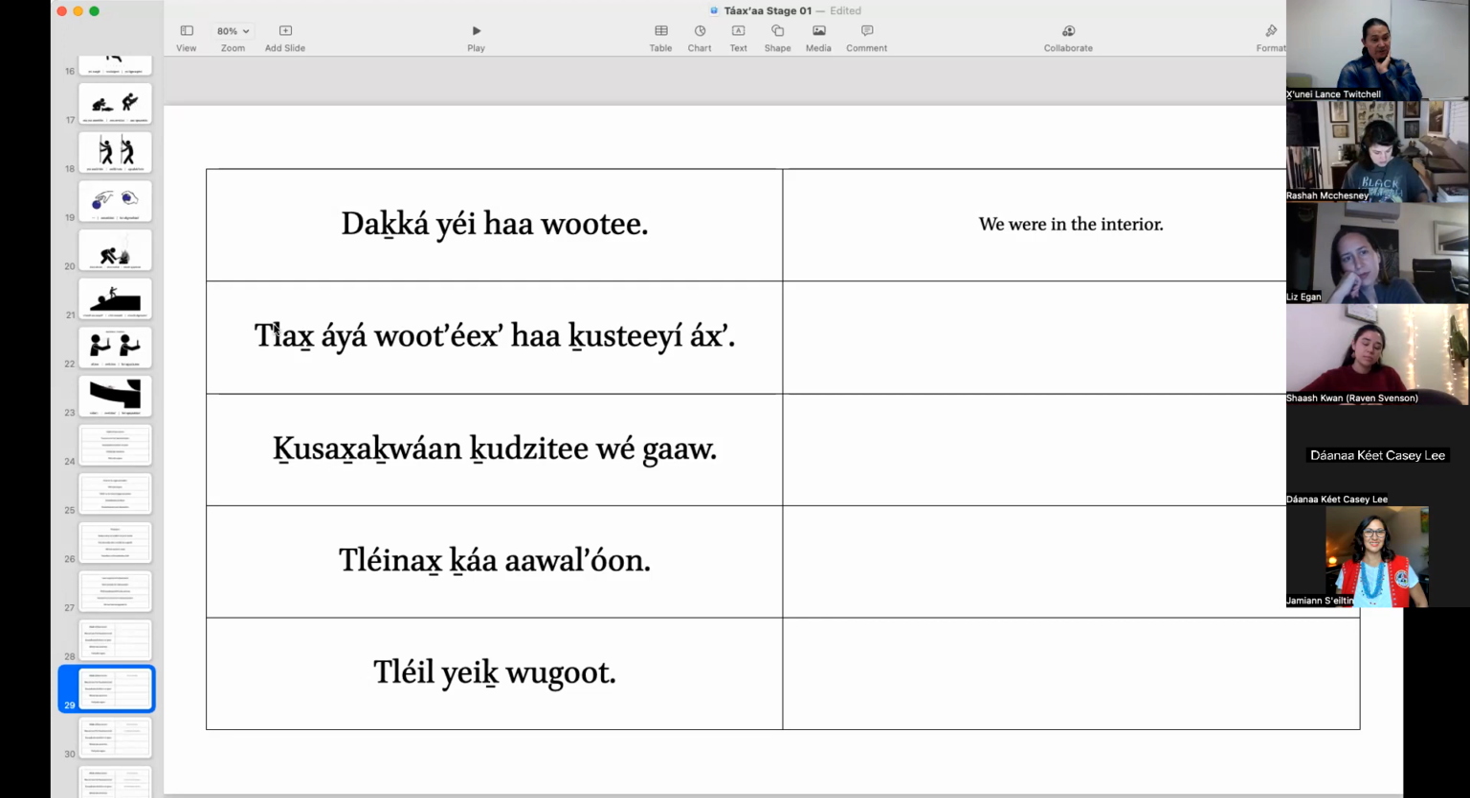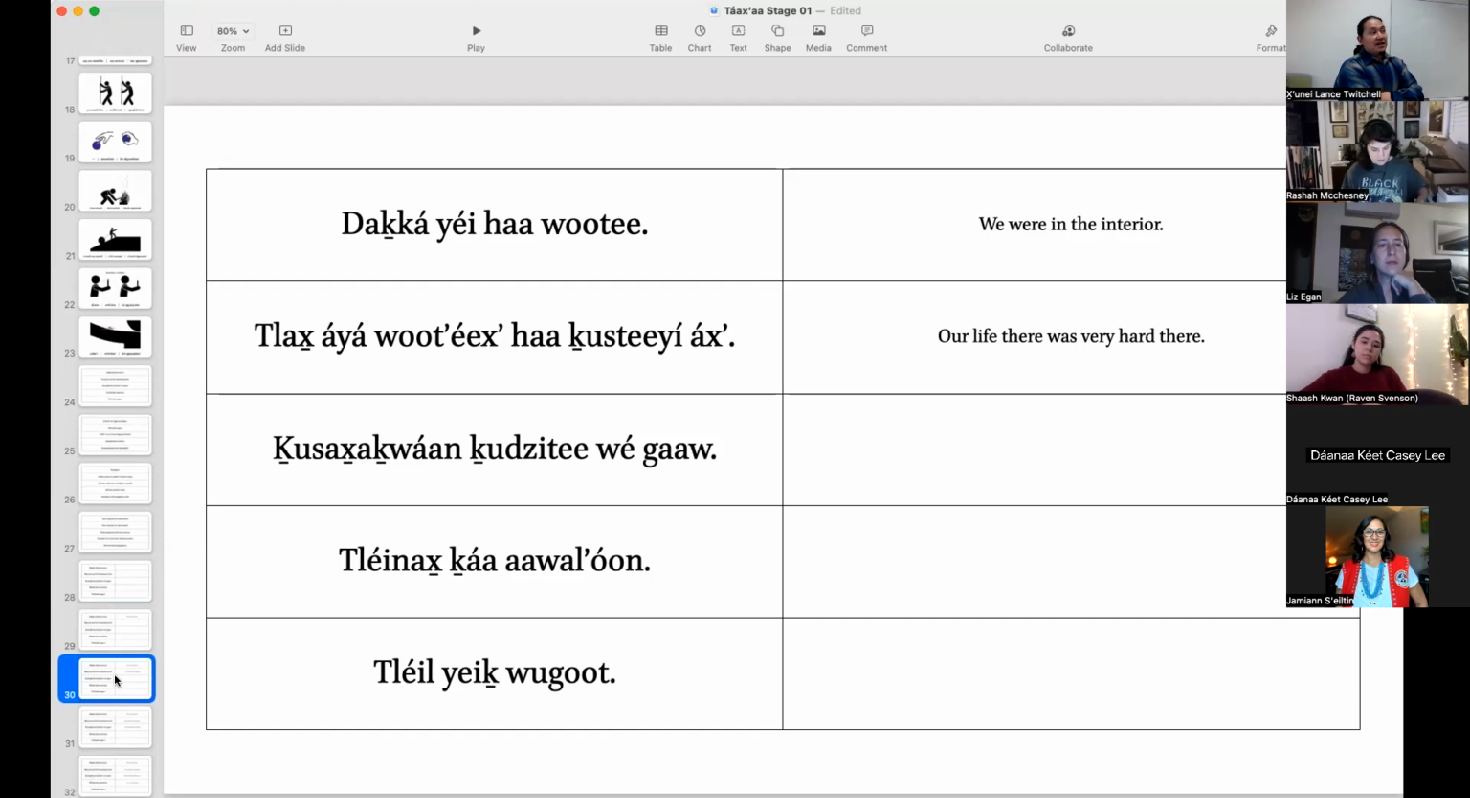Very difficult, or way of life was very difficult. Yes, and what about the uk? Yes, our life was very difficult there, right? And so you're gonna see uk a lot. It just means at that place. Okay. Next line.